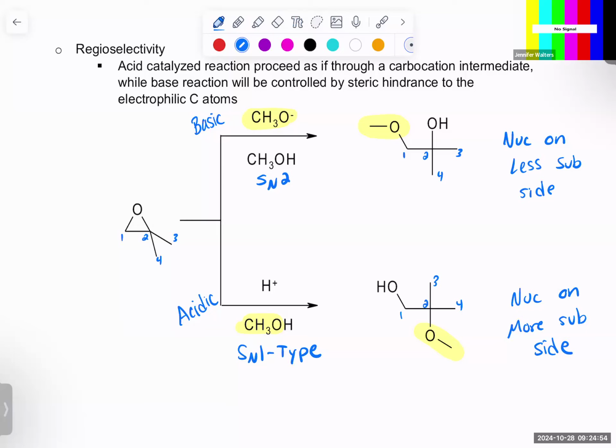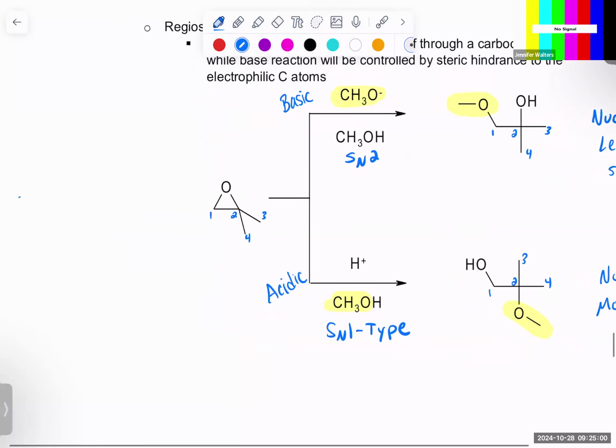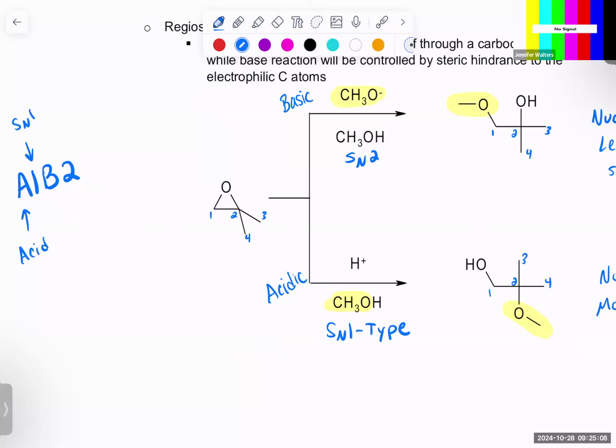One way that a student once told me that they memorized it, which I thought was a pretty good trick, was A1B2. So A meaning acid, they did SN1. In base, they did SN2. So it was like the letter A comes first, the letter B comes second. So A1, B2 helped them remember which reaction they were doing. I thought that was pretty clever.